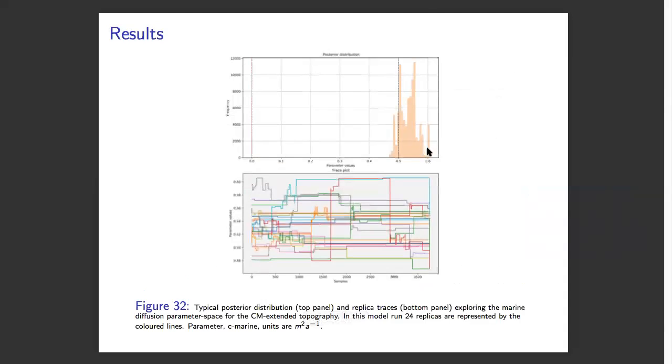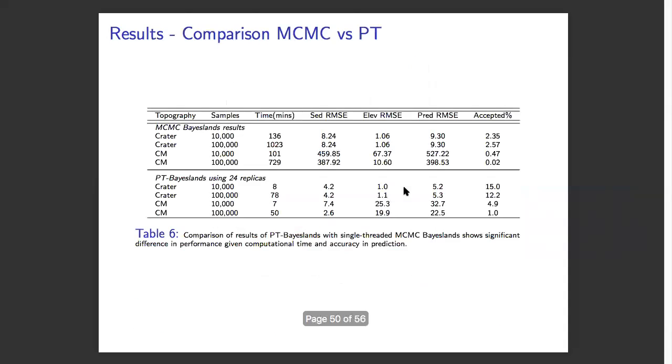But in one of them values, like our sea marine deposition, we find the true value. So now comparing the two papers, the best thing here, I should have shown a histogram. For the crater problem, we reduced our time from 136 minutes to 8 minutes. And when we used 100,000 samples, we reduced our time from around 1,000 minutes to 78 minutes. This is like a major contribution.